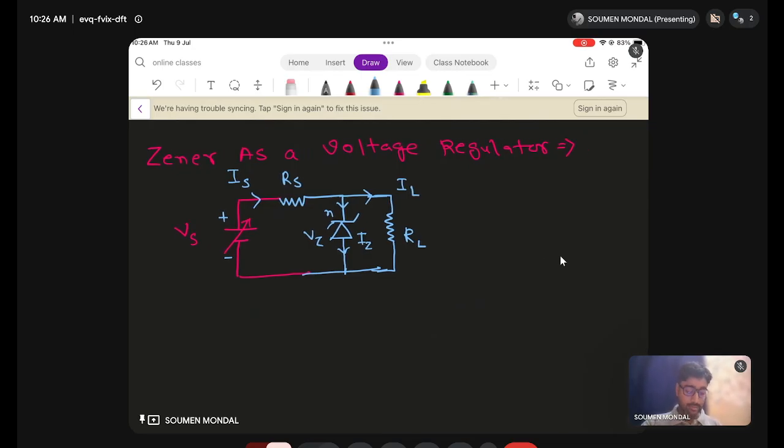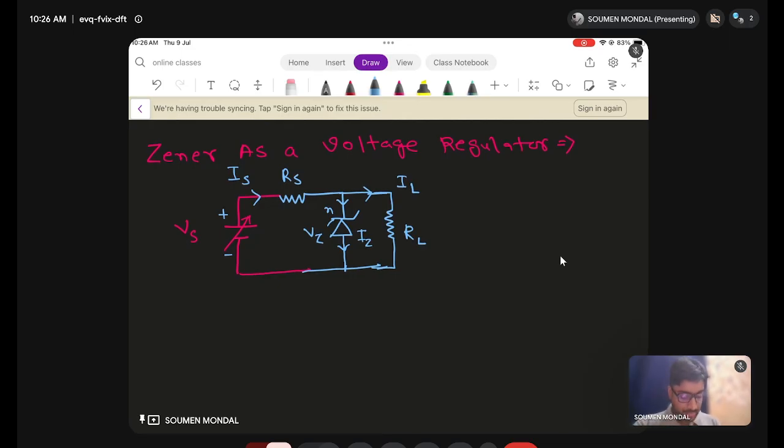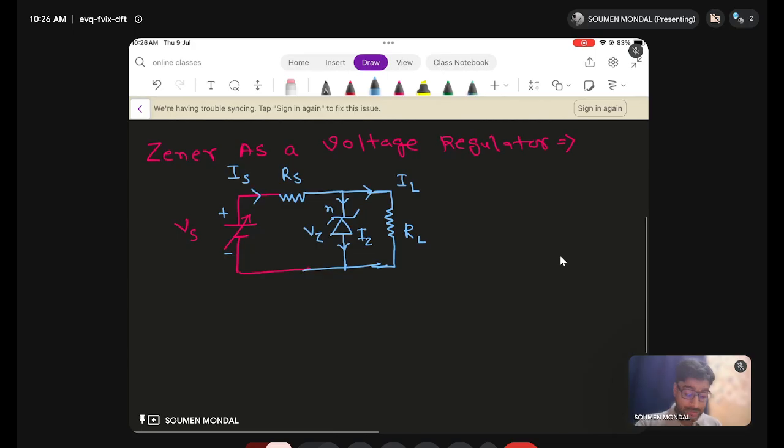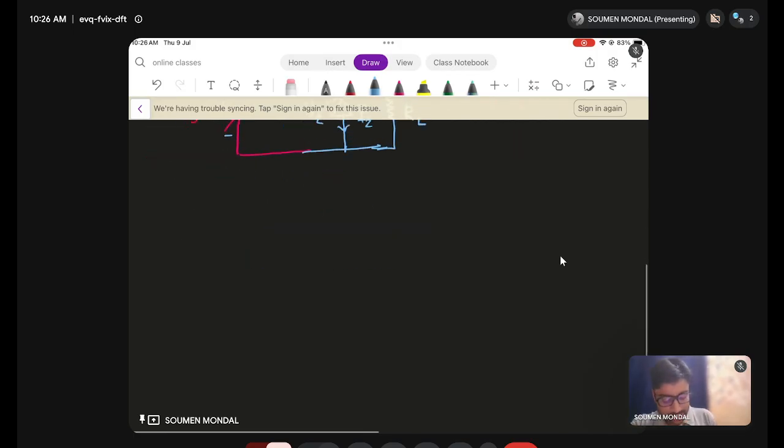For what are the cases possible? First, we're going to consider that in the circuit, the value of Vs, Rs, RL is such that the Zener breakdown occurs. That means the voltage across the Zener diode is more than the Vz and current is flowing through the diode. So case 1.